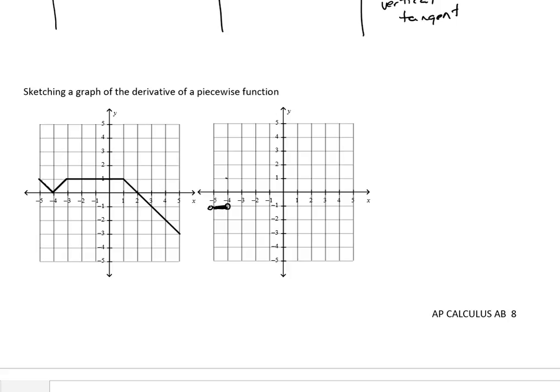And then from -3 to 1, it doesn't change. It's 0. The slope is 0. And from 1 all the way to 5, it's going down 1, 2, 3, 4 over 4. It's got a slope of -1 again. So from here all the way to 5. There is our drawn derivative. Okay, each little section of this piecewise function gets its own little section of derivative. Good.